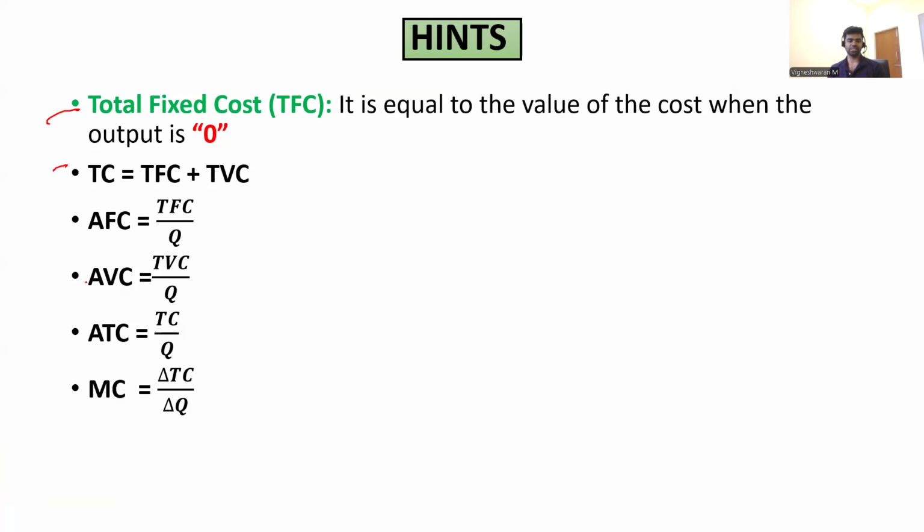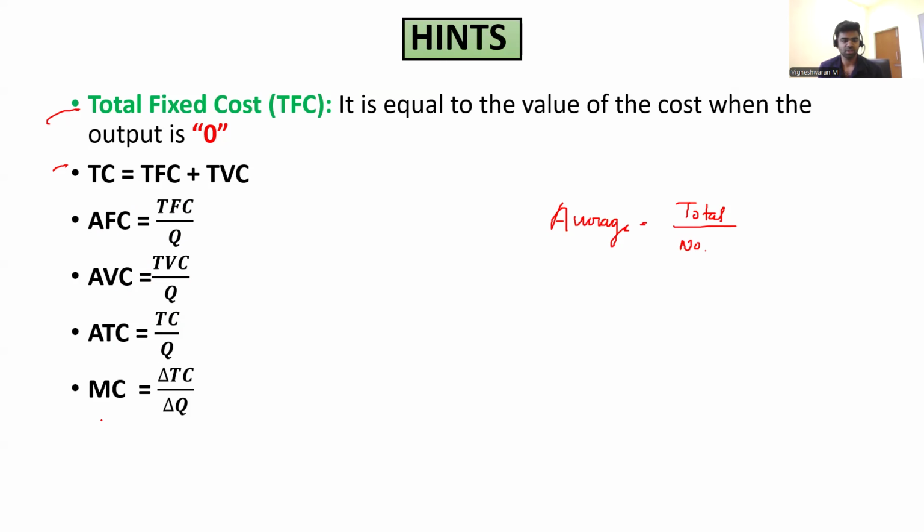Then come to the next thing, which is average fixed cost. We all know that average is equal to the sum divided by quantity, like total observations divided by number of observations. So that's the same. Average fixed cost means total fixed cost divided by quantity. Then average variable cost is total variable cost divided by quantity. And the last one, average total cost, is equal to total cost divided by quantity.